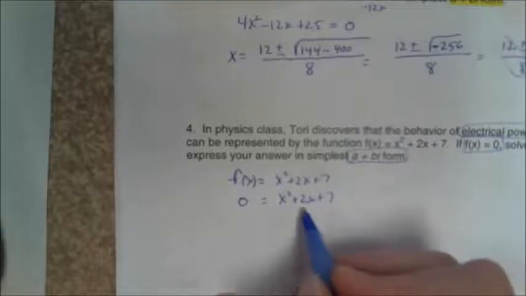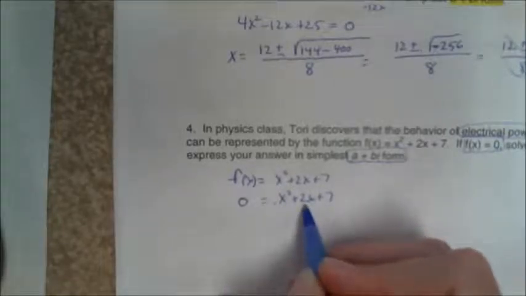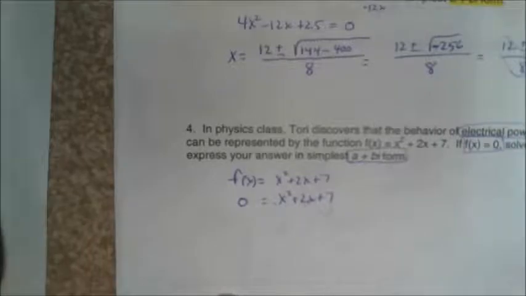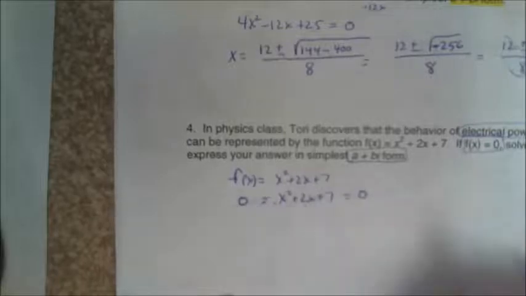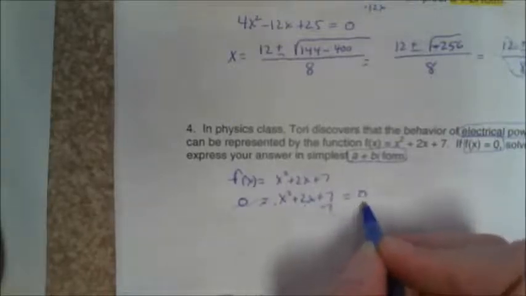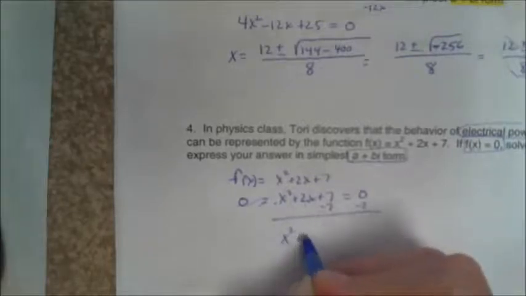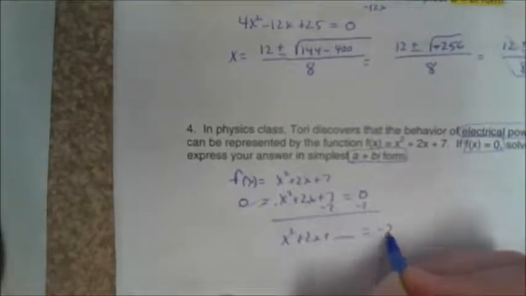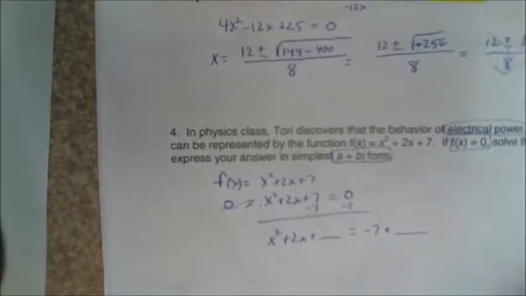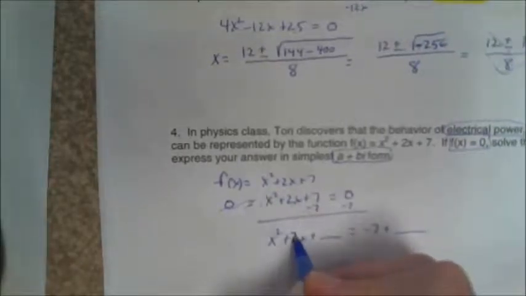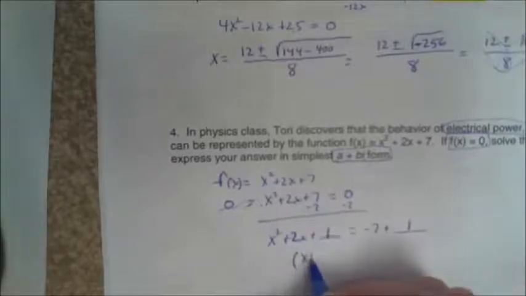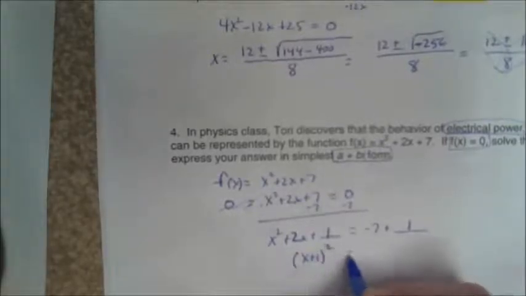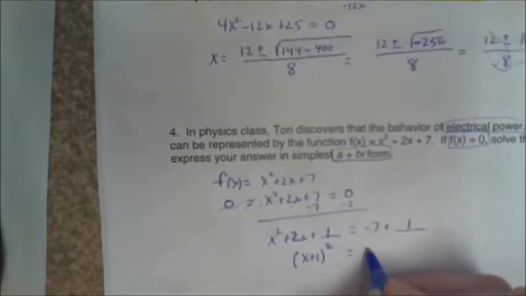And it looks like because a is 1 and b is an even number, I think I'm going to complete the square on this one to make it go a little bit faster. So I'm going to put the 0 over on this right-hand side, subtract 7 from each side, and get x squared plus 2x plus blank equals negative 7 plus blank. And in the blank, half of 2 is 1, and 1 squared is still 1. So you're going to add 1 to each side. You're going to factor this into x plus 1 times x plus 1. And negative 7 plus 1 is negative 6.